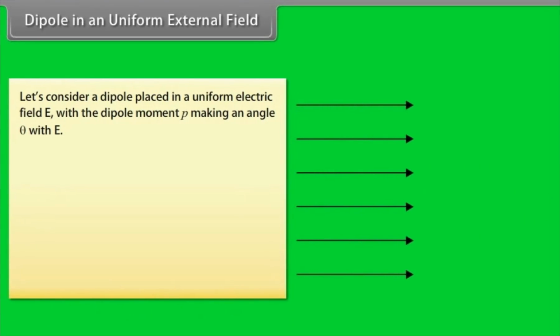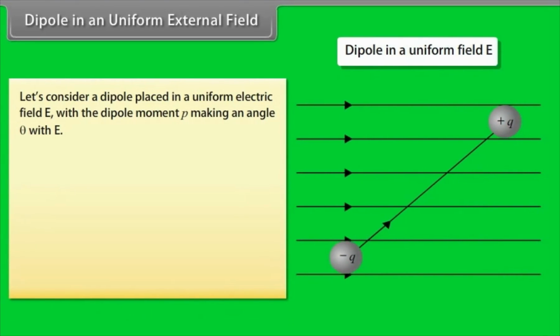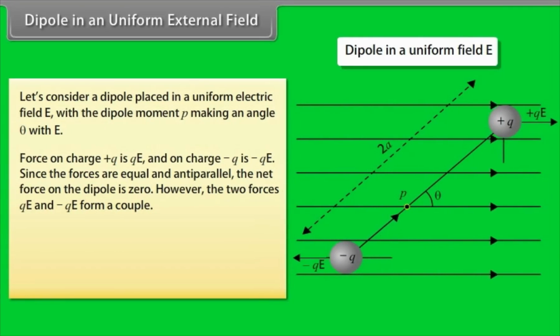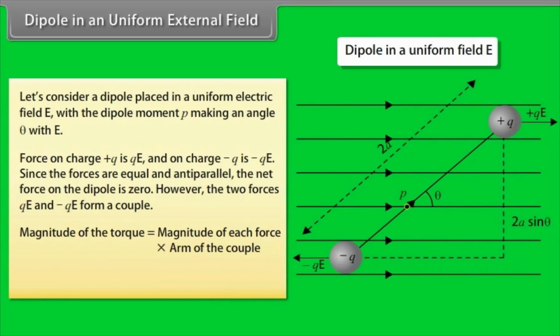Dipole in a uniform external field. Let's consider a dipole placed in a uniform electric field E, with a dipole moment P making an angle theta with E. Force on charge plus q is qE and on charge minus q is minus qE. Since the forces are equal and anti-parallel, the net force on the dipole is 0. However, the two forces qE and minus qE form a couple. Magnitude of the torque is equal to magnitude of each force into arm of the couple. This equation can be written as tau is equal to cross product of P and E.